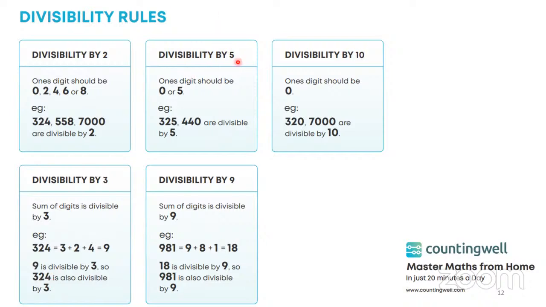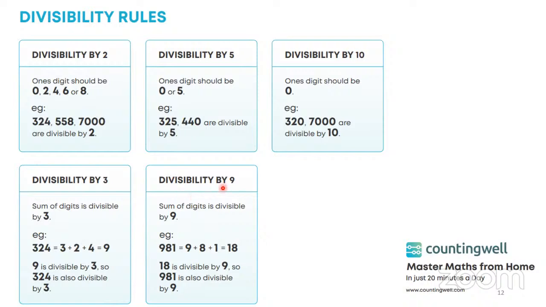Let us see the divisibility rule for 5. Any number ending with 0 or 5 is divisible by 5. So if you have numbers 325, 440, note that the ones digit is either 0 or 5. So they are divisible by 5.